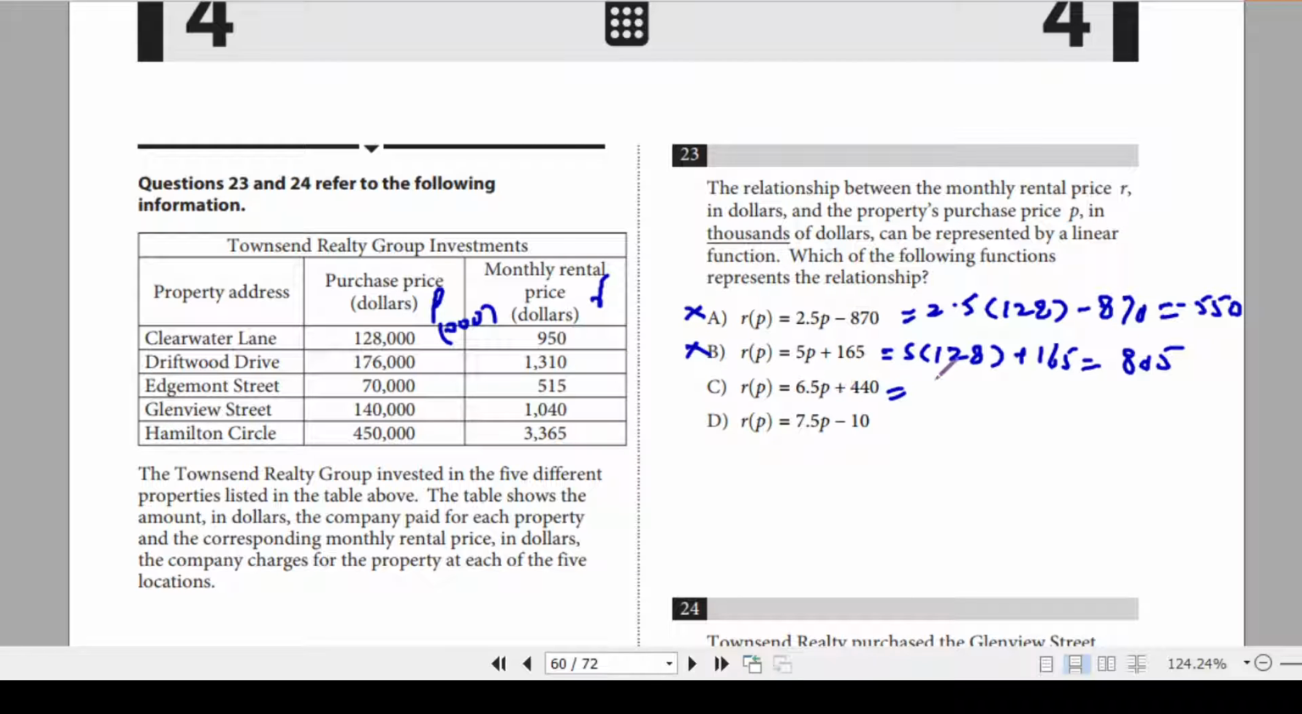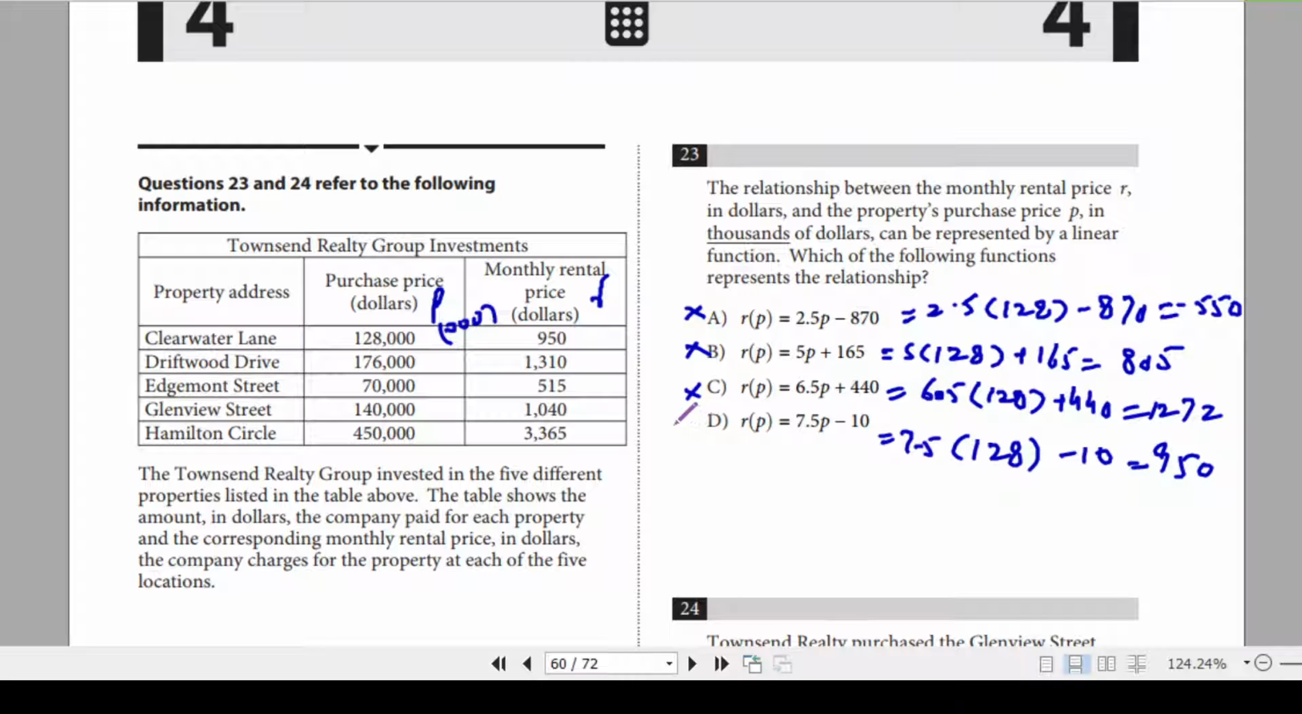So 6.5P, 6.5 times 128 plus 440. 6.5 times 128 is 832, plus 440 is 1272. No, that's not our answer either, because we have to get 950. The last one is 7.5P minus 10. 7.5 times 128 is 960, and minus 10 is 950. That's it. That's our answer.